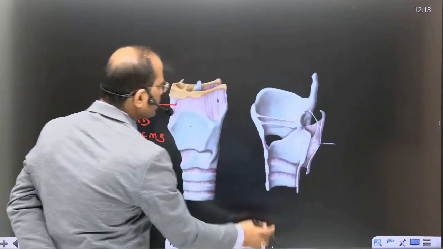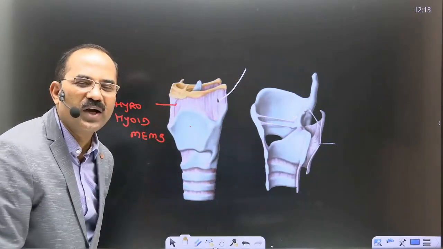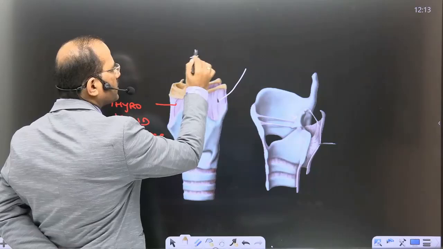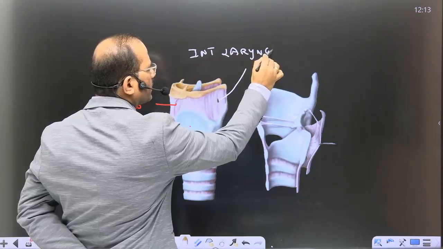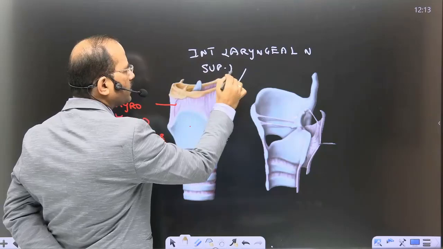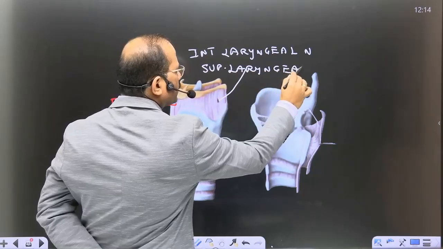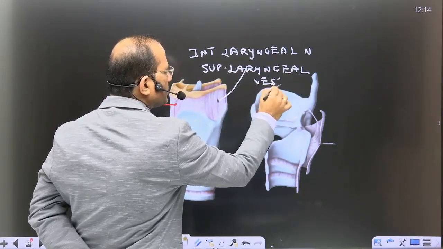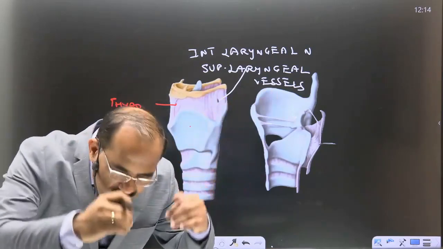And students, can you see there's a gap here? There's someone who's piercing this thyrohyoid membrane. That's the internal laryngeal nerve. Internal laryngeal nerve and the superior laryngeal vessels are going to pierce this thyrohyoid membrane. They are going inside this.